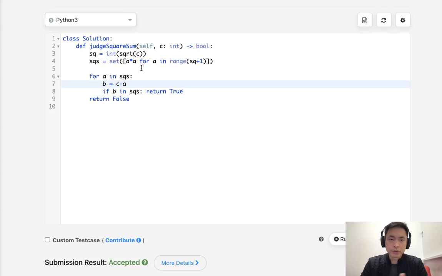Now, I did see another solution where you can use two pointers, saving us a little bit more space, but I think at that point it's kind of over-engineering. I think right here is good enough. So we'll end it here.